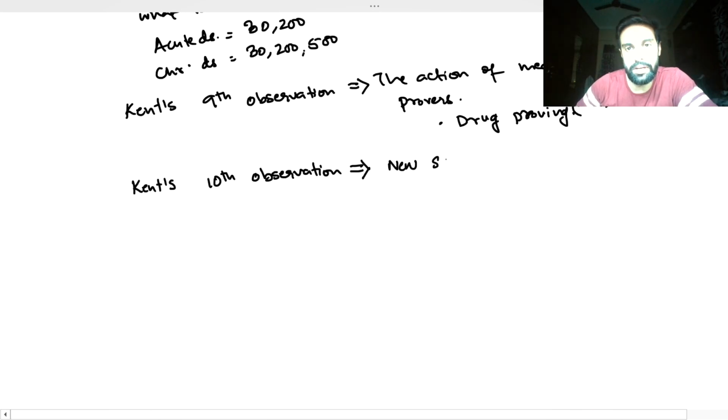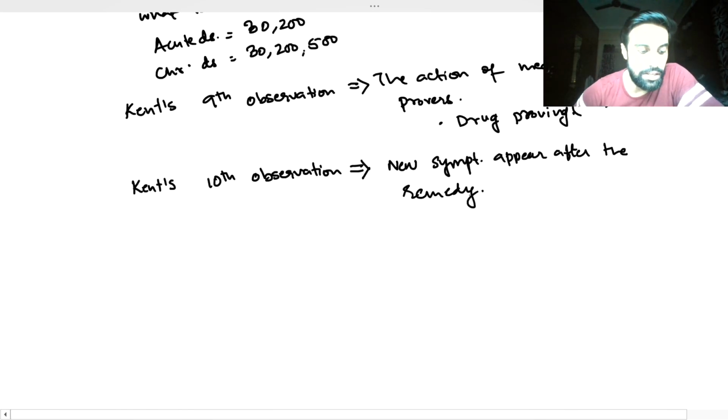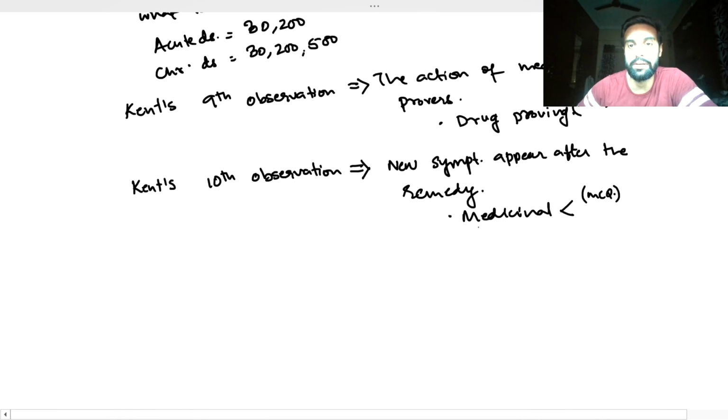Next is Kent's 10th observation. New symptoms appear after the remedy. Means you have prescribed a remedy and you are seeing new symptoms. So this is nothing but medicinal aggravation. Another very important MCQ point. Medicinal aggravation is which observation of Kent? So the answer is 10th observation.